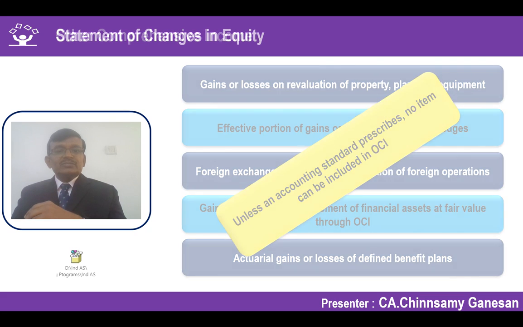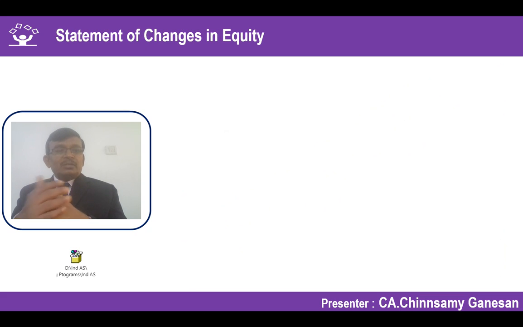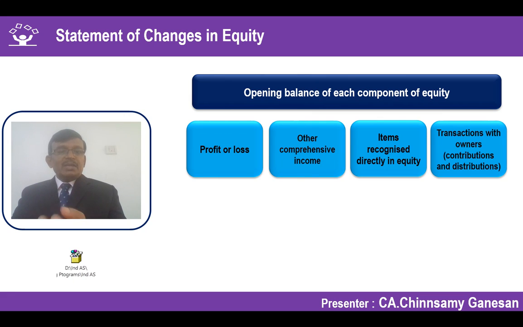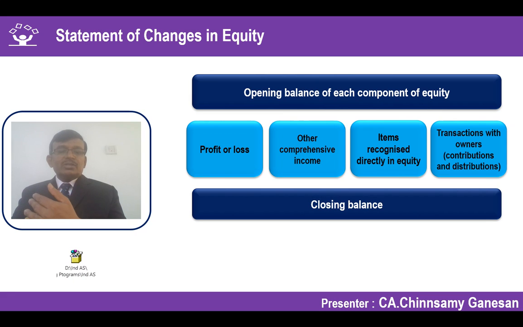Let's move on to the important component, which is a new element, the statement of changes in equity. As I have mentioned, it is nothing but the opening balance of each component of the equity. And it may be the profit and loss account, OCI, items which are directly recognized in equity, and certain transactions which are specifically coming into that. All those items are considered. And what is the closing balance? So you have to show the opening to closing balance. The movement has to be captured on a columnar basis.